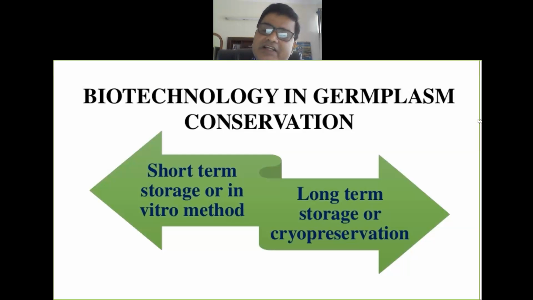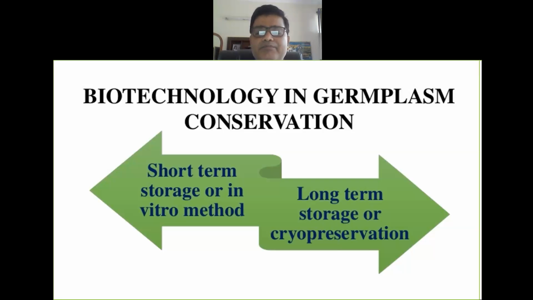So this comes in the category of long term storage or cryopreservation. There is another term, that is short term storage or in vitro method at low temperature, not very low temperature, at low temperature. What is the low temperature range? It should be 1 degree to 9 degrees Celsius. And in the cold storage we are going to maintain the plant part.